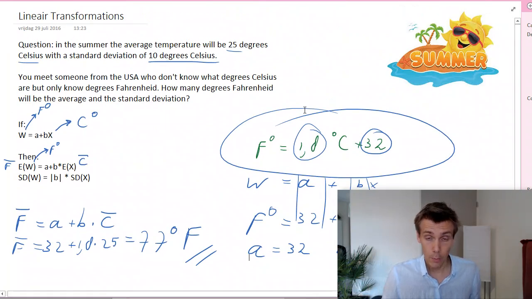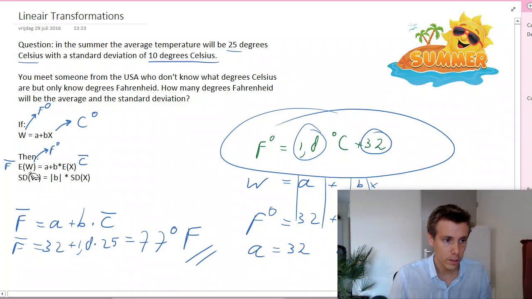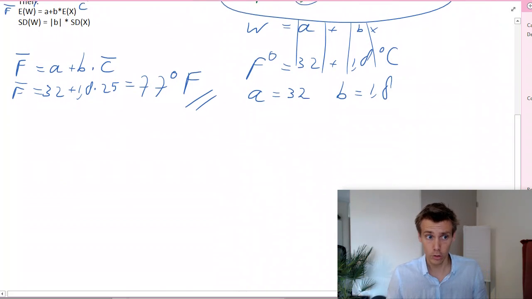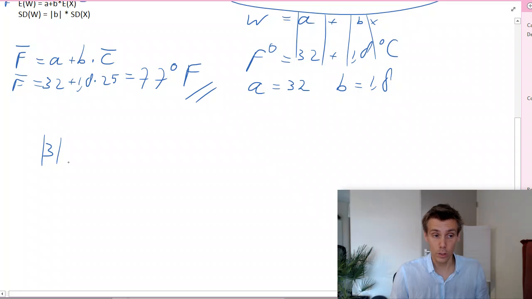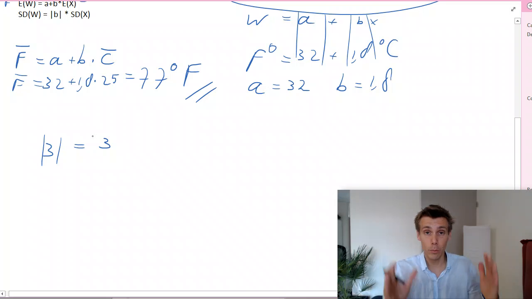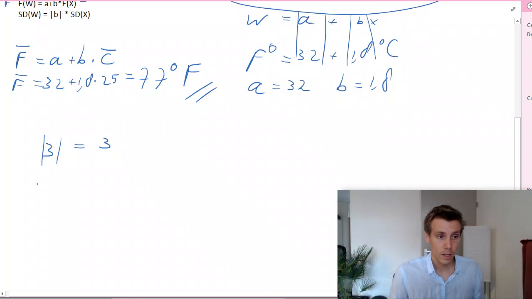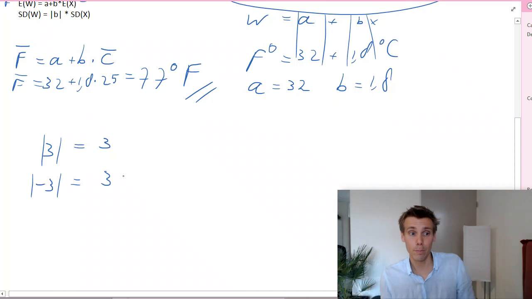Next to it, I'm going to explain to you the standard deviation. Now first you see standard deviation of W, in this case Fahrenheit again, equals B, but the B is in between stripes. I'm going to explain that shortly. If you have 3 in between stripes, it means 3 absolute. So 3 absolute is exactly the same as 3. It means the thing in between the stripes, but then positive. If you have minus 3, it also becomes 3, because it's minus 3 made positive.